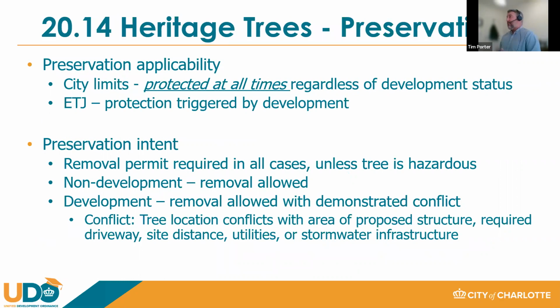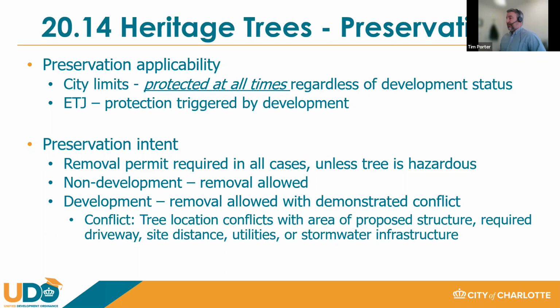A little bit more detail about the preservation, applicability, and intent. Within the city limits, heritage trees are protected at all times. If it qualifies as a heritage tree per the native and size criteria in the city limits, then it is protected at all times, regardless of development status. In the ETJ, heritage trees are protected only by regulated development. It has to be triggered, that protection status. And the intent overall with heritage trees has three main areas: a preservation intent, a mitigation intent and purpose, and a monitoring and tracking intent.